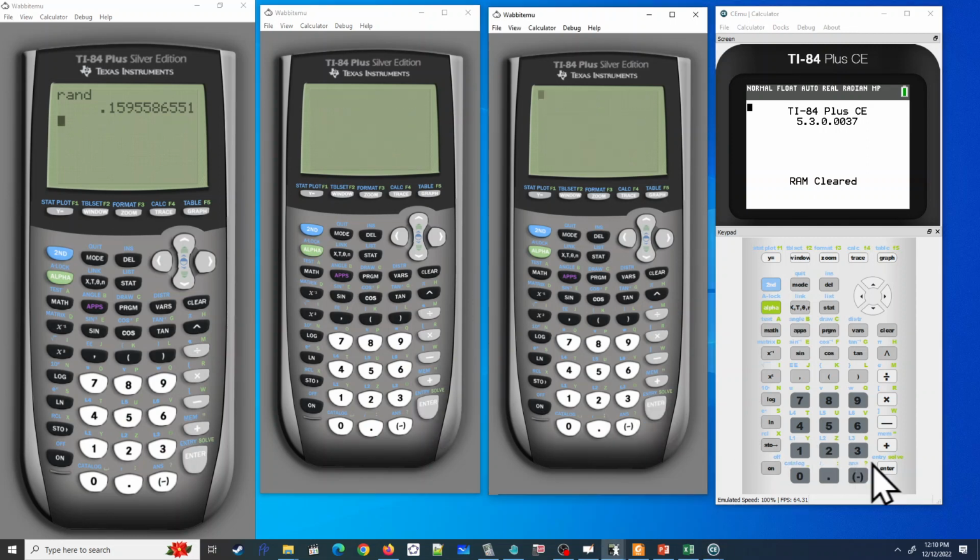So I'm going to hit enter, enter, enter, and I'm going to go math. I'm going to go to random, and I'm going to hit enter. I'm going to go math, go over to random, hit enter. I'm going to go to math, go over to probability, hit random, hit enter.